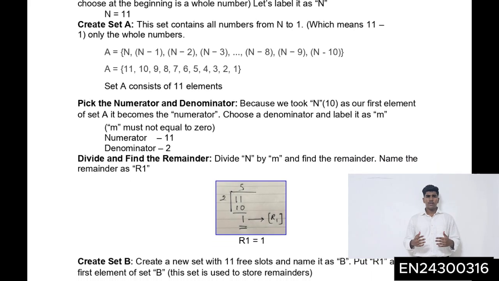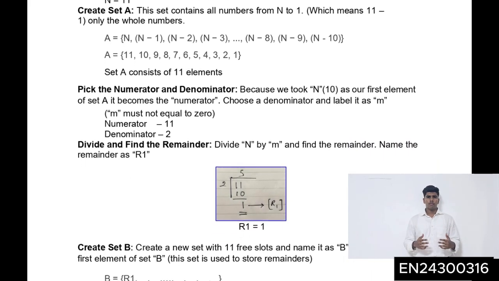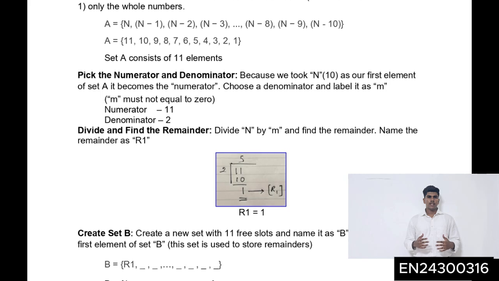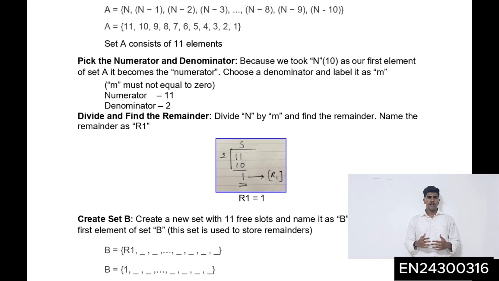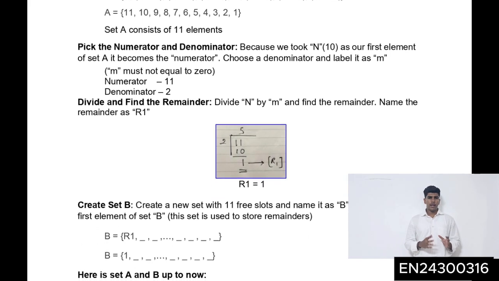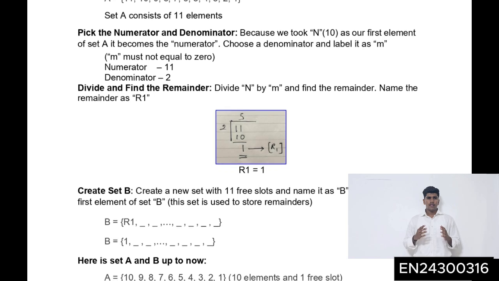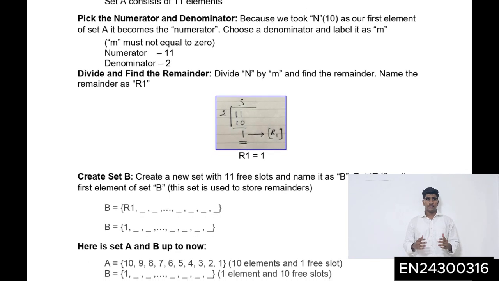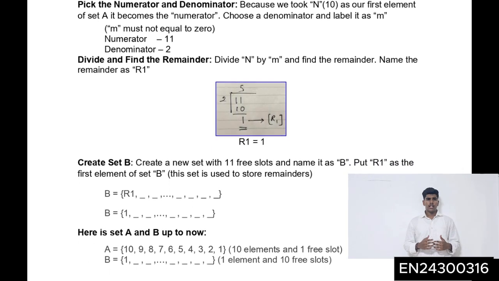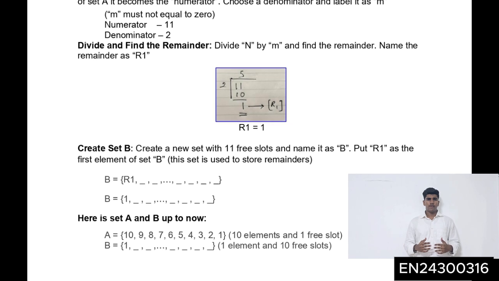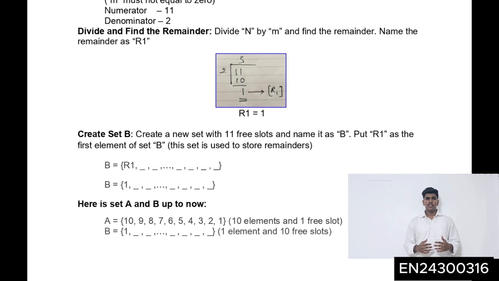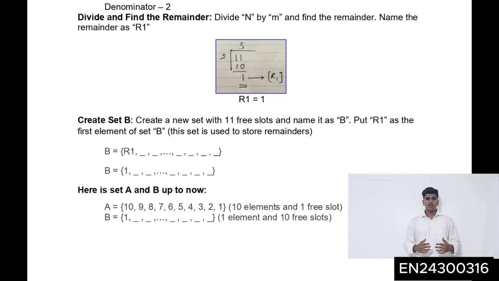Next, choose a denominator m, which must not be 0. For instance, if m equals 2, divide each number in A by m and find the remainder. These remainders form a new set B. For example, 11 divided by 2 equals 5. Remainder is 1. So the first element of B is 1.